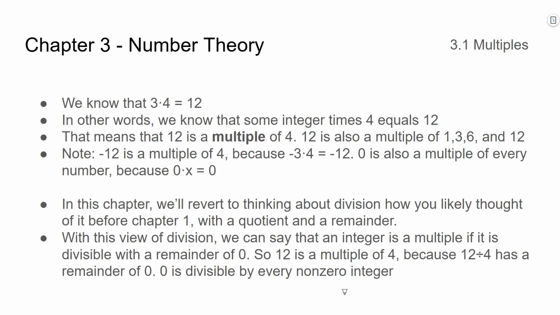0 is divisible by every non-zero integer. You can't divide by 0, but if you did 0 divided by anything, you get 0. So that's why 0 is a multiple of everything.